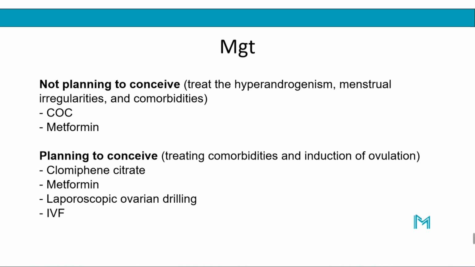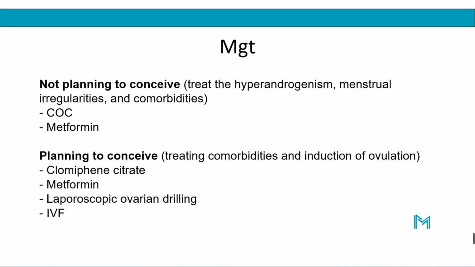Metformin can also be prescribed for patients, especially those who are overweight or obese, and it has the benefit of also helping to treat the metabolic syndrome that might arise. It also has another benefit of improving the menstrual irregularities and the hyperandrogenism features.